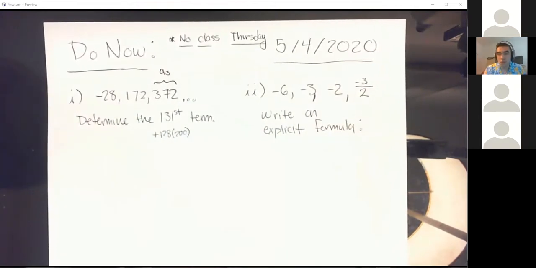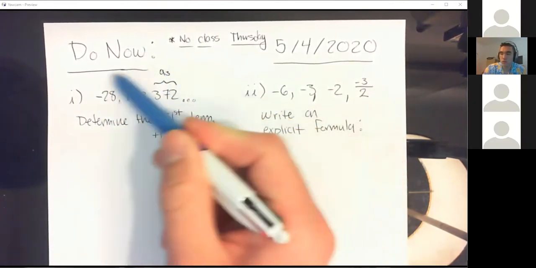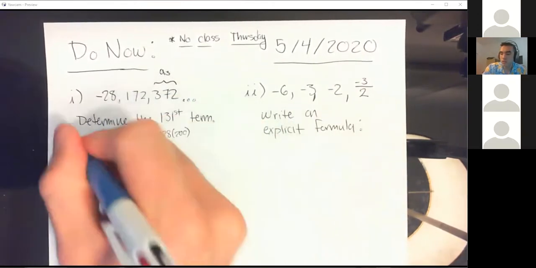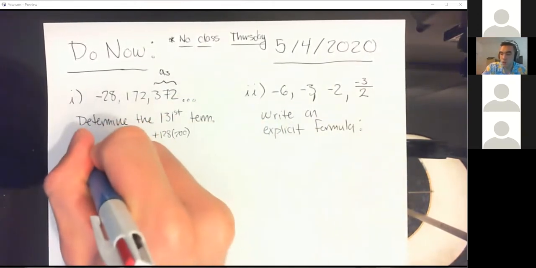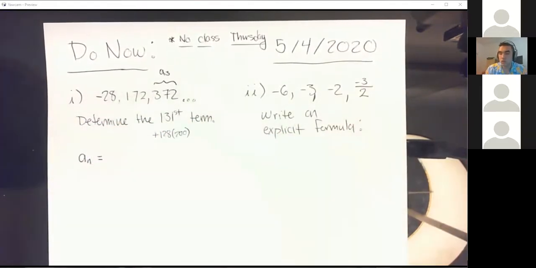The thing that I'm more partial to, and this is what I recommend if you're asked to find some far down the line term in a sequence, is to just figure out the explicit equation if it's possible, and then plug the desired n value into that explicit equation. So let's come up with the explicit equation for the sequence and then plug in 131. This is A1, this is A2, this is A3. We're working within some sequence A sub n, which is equal to what? What was my common difference?